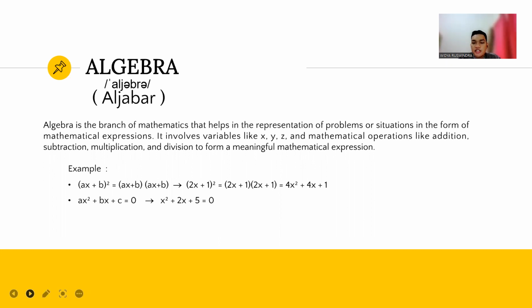a meaningful mathematical expression. For example, (x + b) squared equals (x + b) times (x + b). For example, (2x + 1) squared equals (2x + 1) times (2x + 1) equals 4x squared plus 4x plus 1. And another example is ax squared plus bx plus c equals 0. For example, x squared plus 2x plus 5 equals 0.